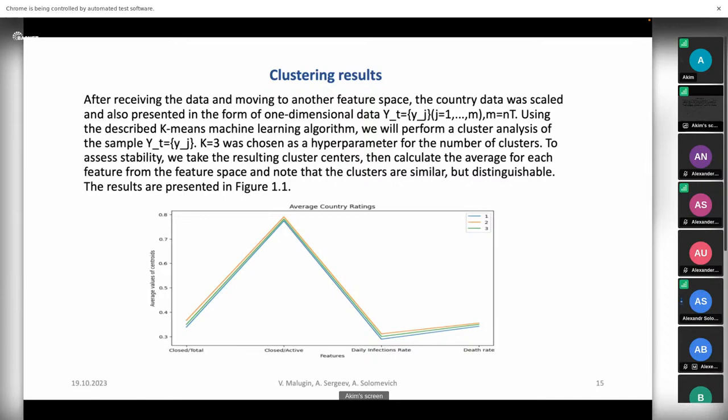The idea of three clusters states that the data is separable. As we can see in this plot, there are three lines, and they are almost separable. That means that the classes do not intersect each other and can be separated by the model.